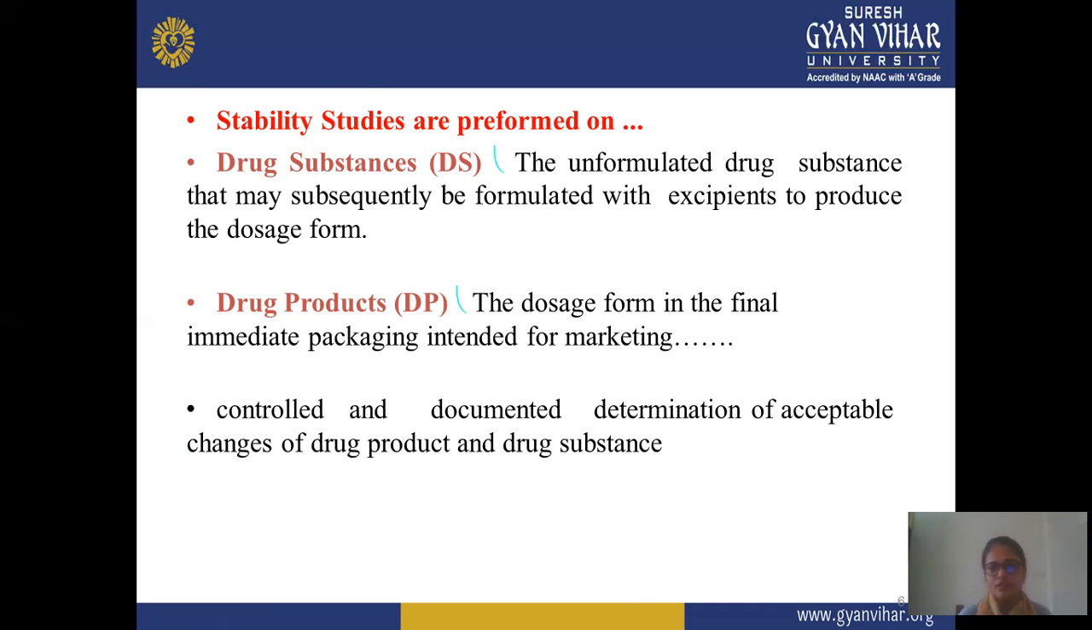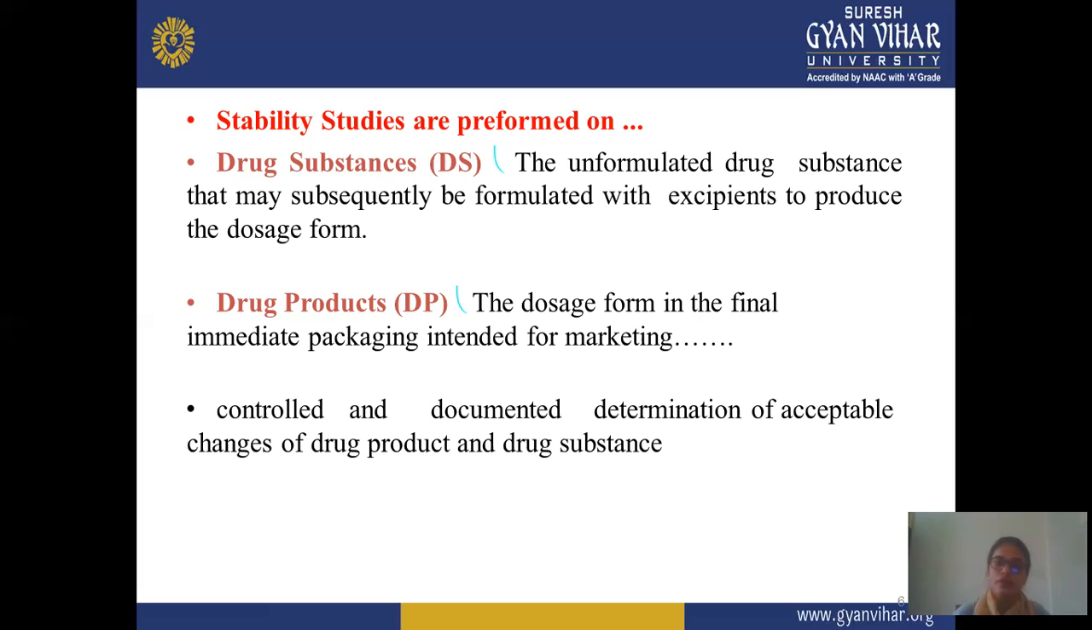Next is drug product. In drug product, it is the dosage form in the final immediate packing intended for market. Drug product means after formulation or before coming to the market, you should ensure that your final formulation is in a sterile condition and the packaging material is in a sterile condition. So for the dosage form in the final immediate packing intended for marketing, you should ensure your stability study. It should be free from microbes and should be in a stable form.